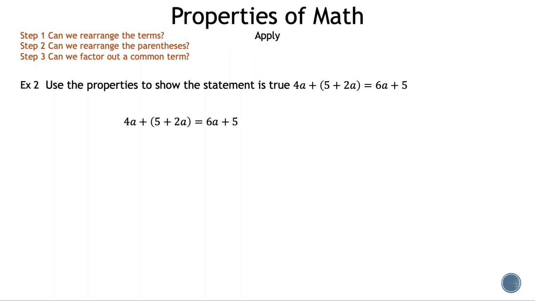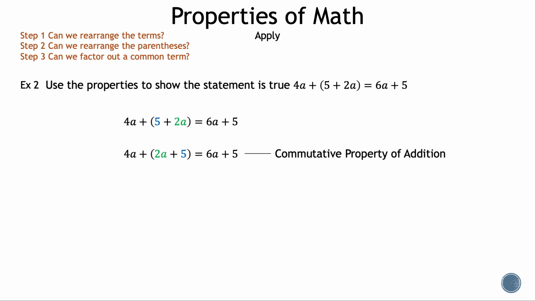First, let's write down the statement to show our work. What do we think is the next step? That's right. We want to rearrange the terms inside the parentheses, so 4a and 2a are closer together. Which property do we think illustrates that? That's right, the commutative property of addition.